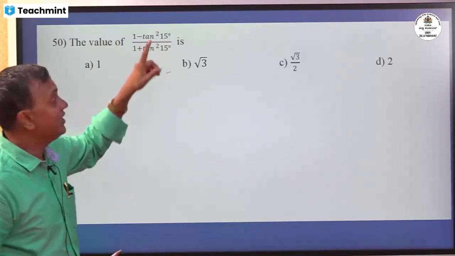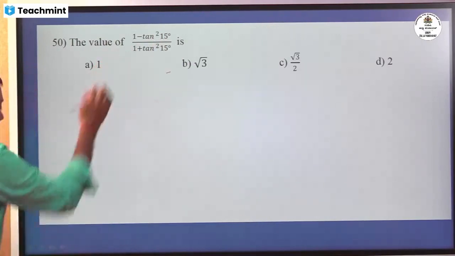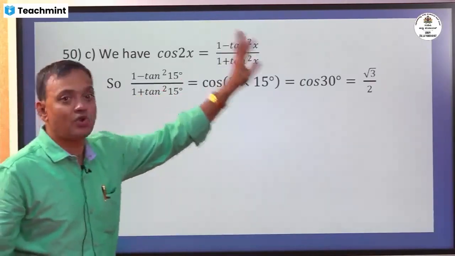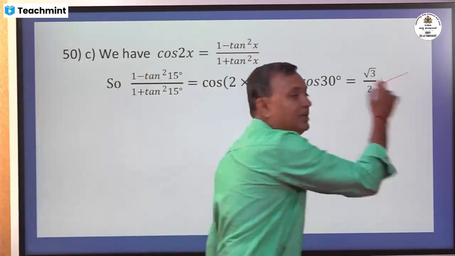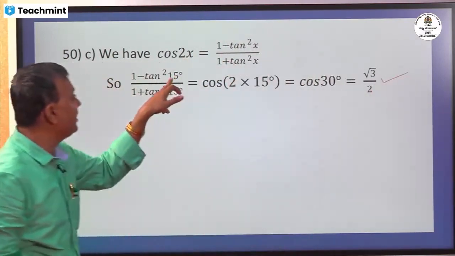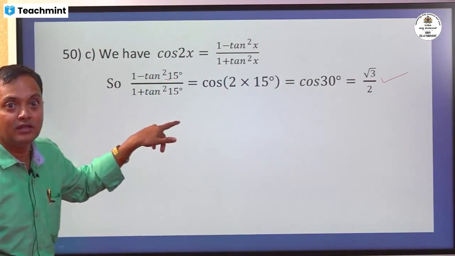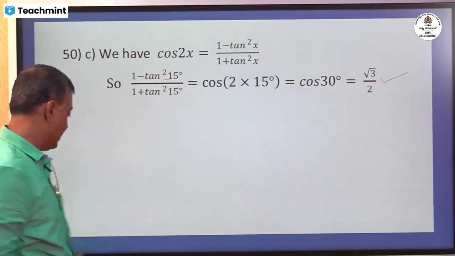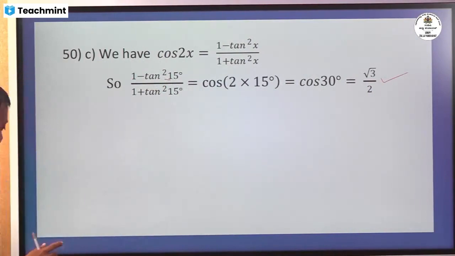X is 15 degree. So this is cos 30 degree. What is cos 30 degree? Root 3 by 2. What would you do otherwise? You would put in the tan 15 value here. So it works, but it takes time. So this is very easy. So the answer is C. Next question.